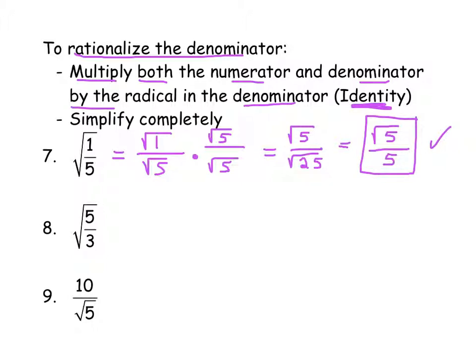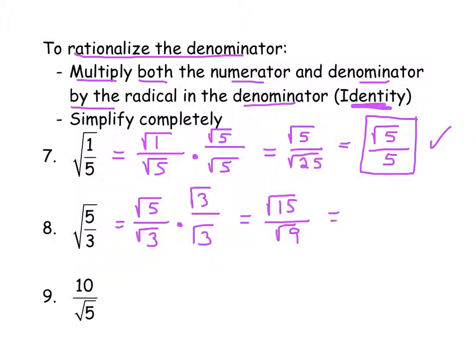Okay, same thing for number 8. First, you break it into two problems. You have radical 5 over radical 3. And now you can't divide those two numbers, so you'll take whatever the denominator is, and you'll multiply by the square root of 3 over the square root of 3, which is the identity property. It's just like multiplying by 1. Then on the top you'd have radical 15. On the bottom you have radical 9.